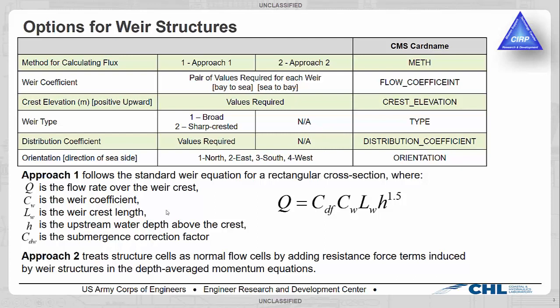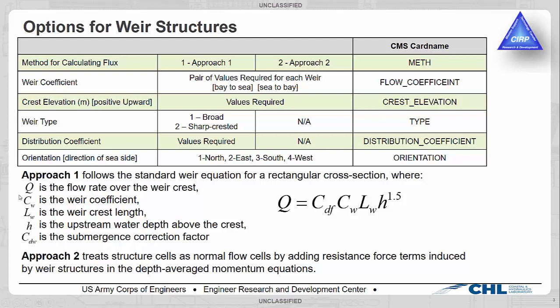A little bit about the approaches is given here at the bottom. We have a small equation here. Approach 2 basically uses the normal momentum equations that are already in CMS, with a couple of different variations on the values to work with those.